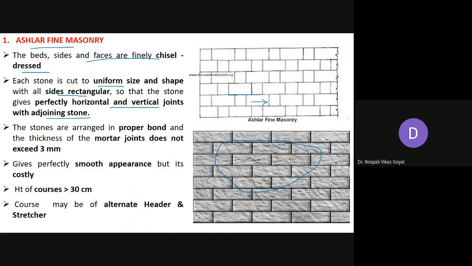The stones are arranged in proper bond. Here you can see there is proper bonding in the form of header and stretcher. They are generally provided as header and stretcher, or as per the requirement you can alter the arrangement, with a mortar joint which generally does not exceed 3 mm. A perfectly smooth appearance can be obtained, and the height of the course may be around 30 centimeters, and alternate header and stretcher courses may be provided. So a perfect shape can be obtained in ashlar fine masonry.